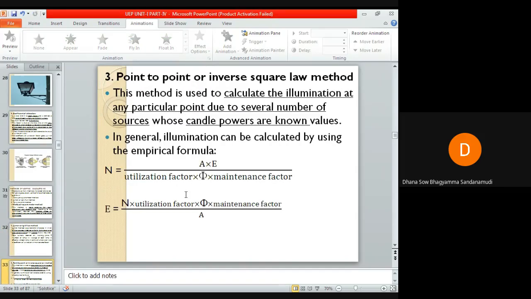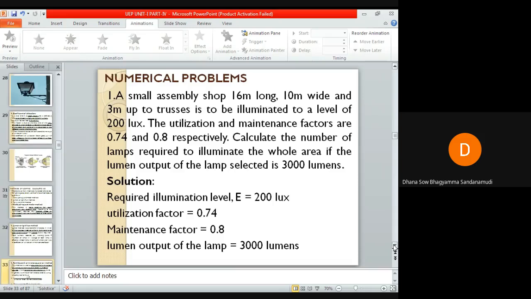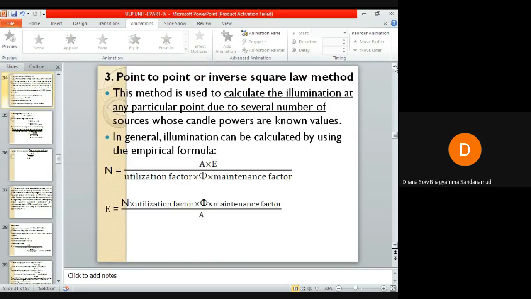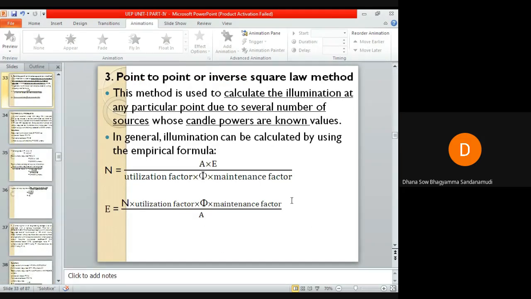The next method is the point to point method. You can even call it the inverse square law method. Whenever I want to illuminate a particular point using several sources whose candle powers are known, then I will prefer this method.